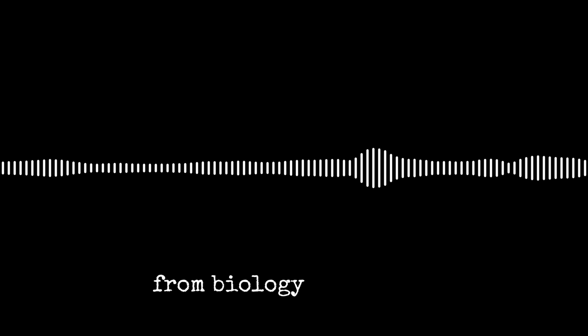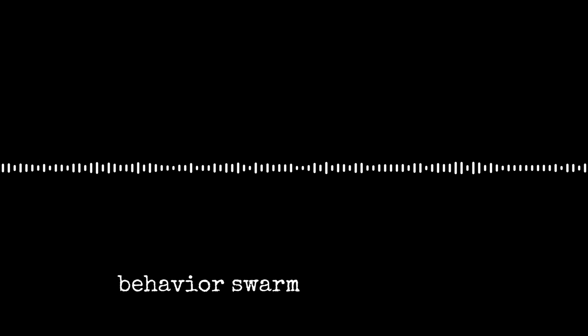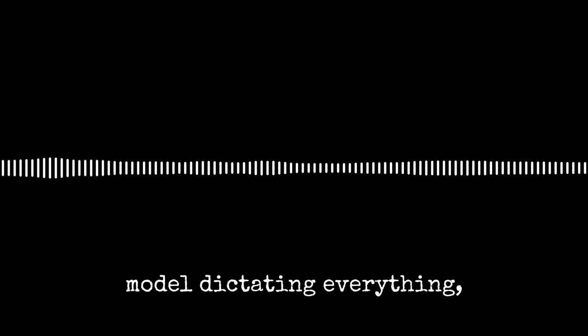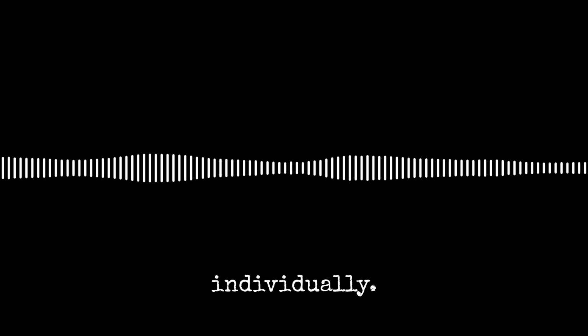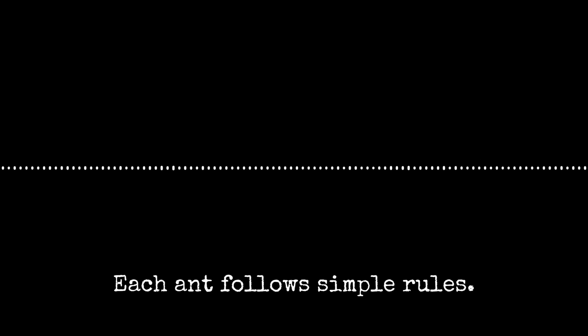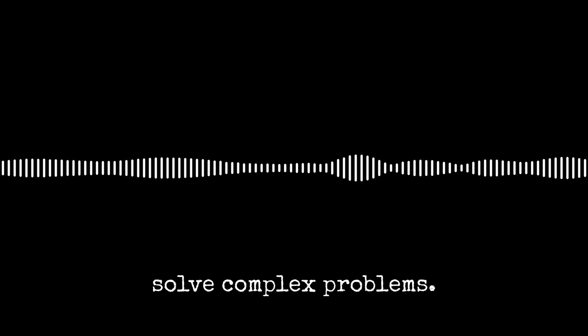One approach to pushing AI toward invention borrows from biology and social behavior: swarm intelligence. Instead of a single monolithic model dictating everything, a swarm is a collection of simpler agents, little decision makers that interact. Think of ants leaving pheromone trails. Individually, each ant follows simple rules. Collectively, they solve complex problems.